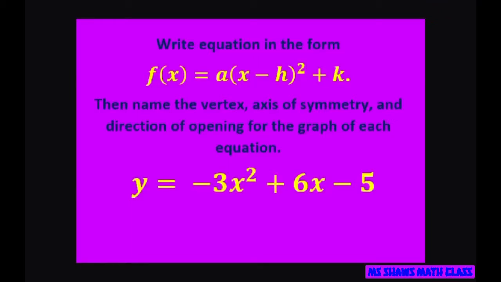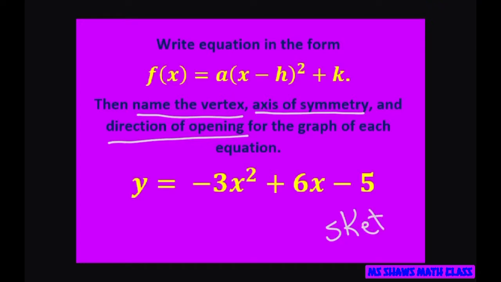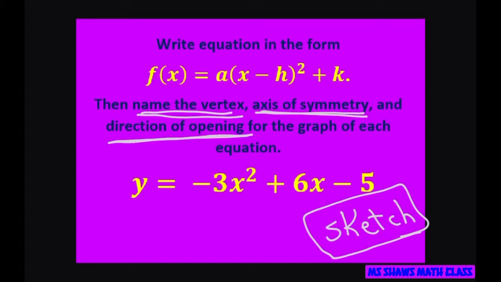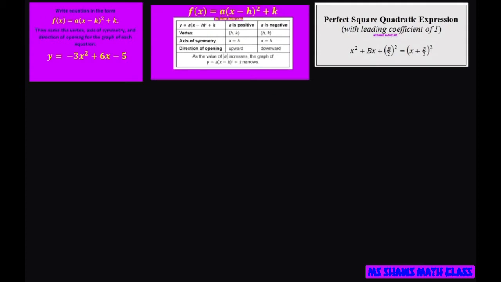Hey everyone, we're going to write our equation y equals negative 3x squared plus 6x minus 5 in vertex form, and then name the vertex, axis of symmetry, and direction of opening. I'm also going to just sketch this. It's not going to be a perfect graph, just to give you an idea of the vertex, axis of symmetry, and direction of opening. So what we're going to have to do is complete the square on this.